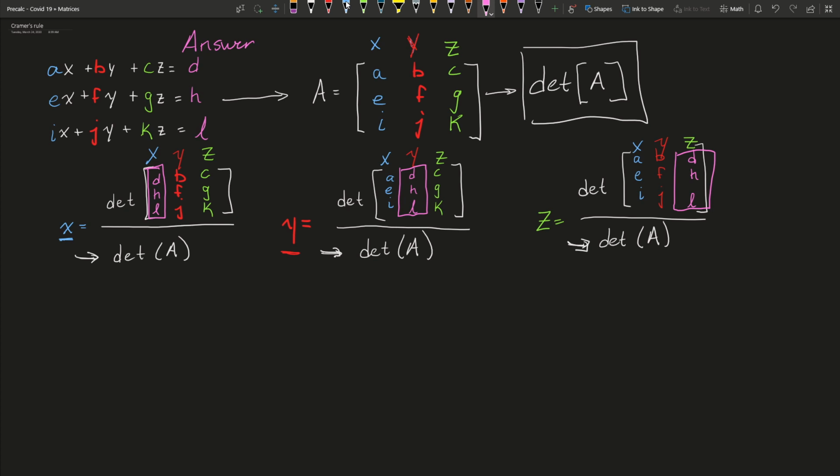I realize that's probably a lot of writing. We're going to do an example, but before we do that, are there any questions about what's up on the screen?